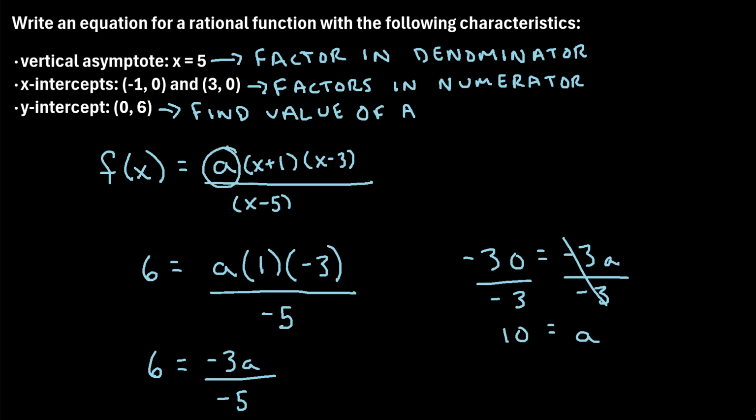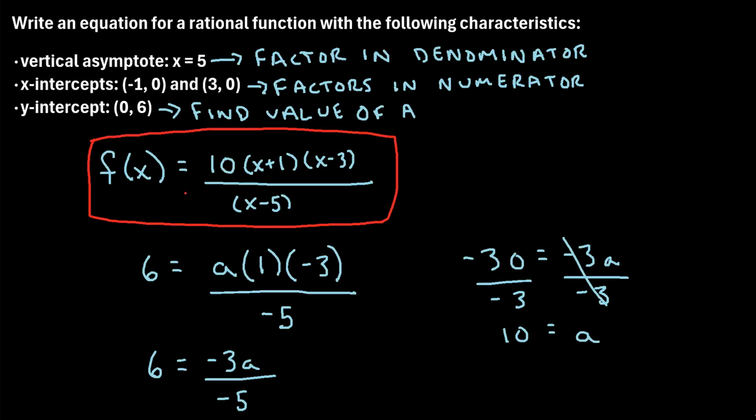So right here for a, we're going to write 10. So we'll put 10 right here. So this is our final answer. This is the equation of a rational function that has all three of these characteristics.